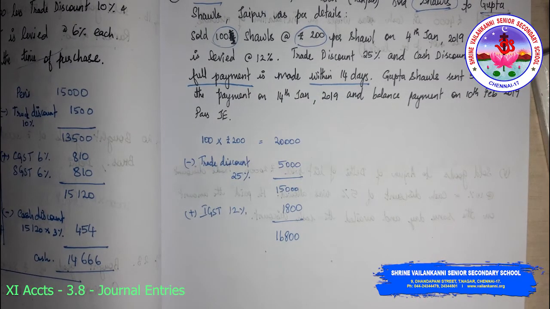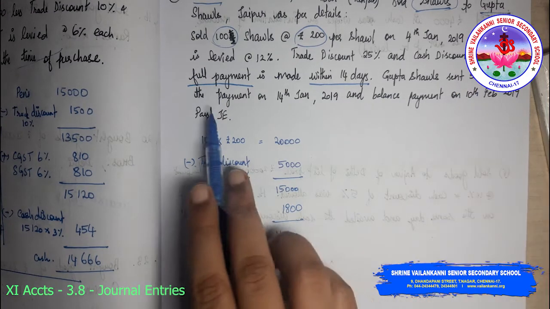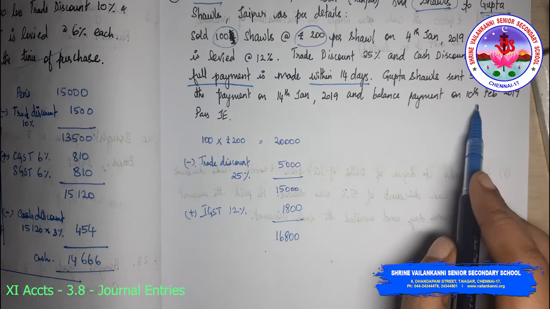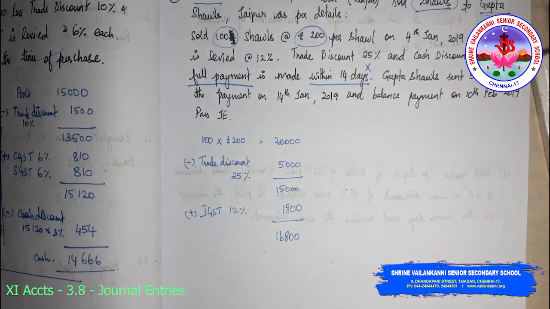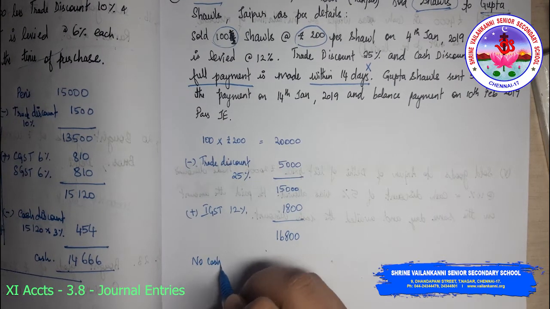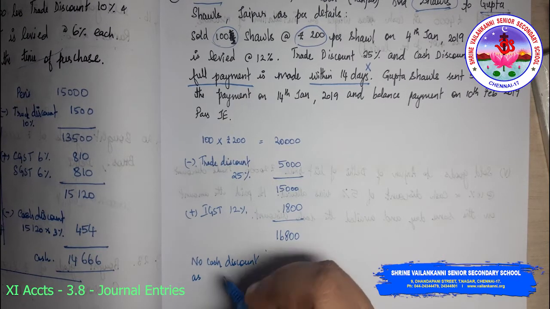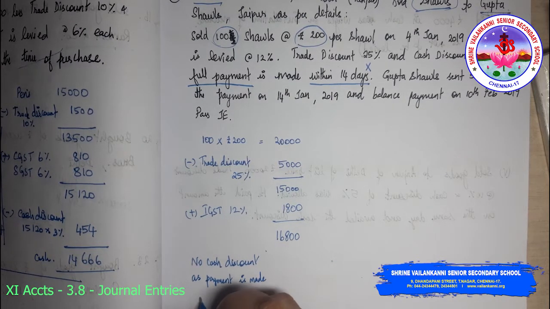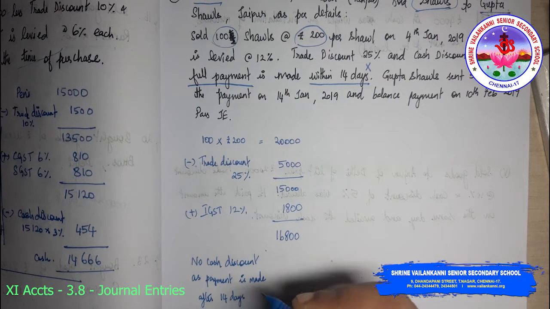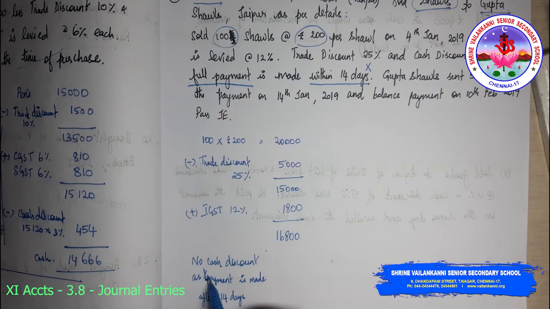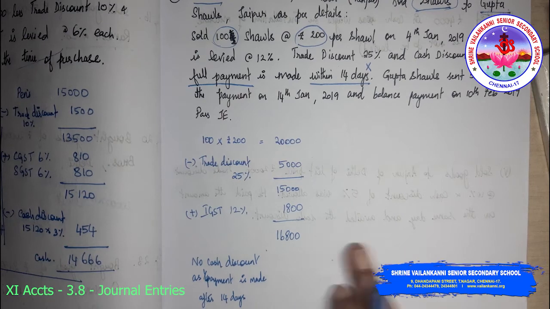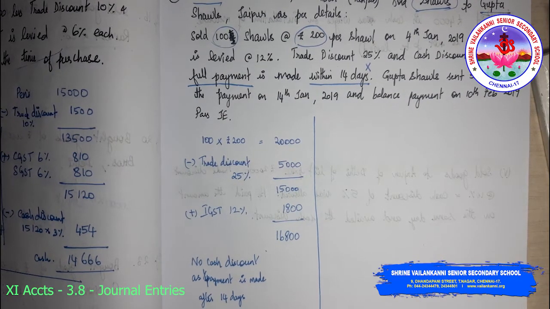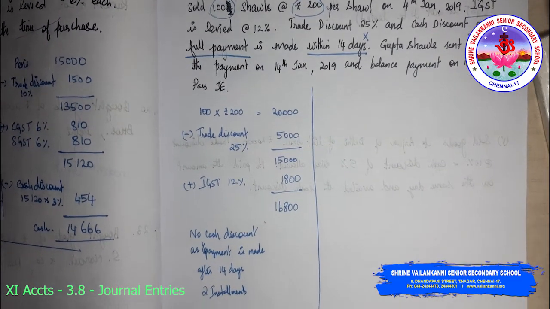Now if full payment is made within 14 days, you are entitled to avail 5% cash discount. But what happens? Gupta Shawls sent 50% of the payment on 14th Jan, from 4th Jan to 14th Jan comes to around 10 days, and the balance payment on 10th February. So obviously this condition is not satisfied, so no cash discount, as payment is made after 14 days. Maybe you can write that half payment is made after 14 days, or payment is made in 2 installments. Full payment is not made.